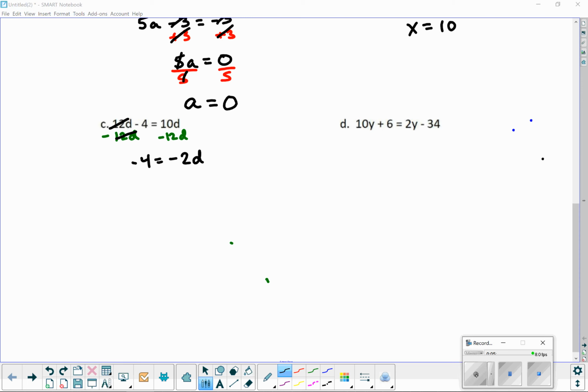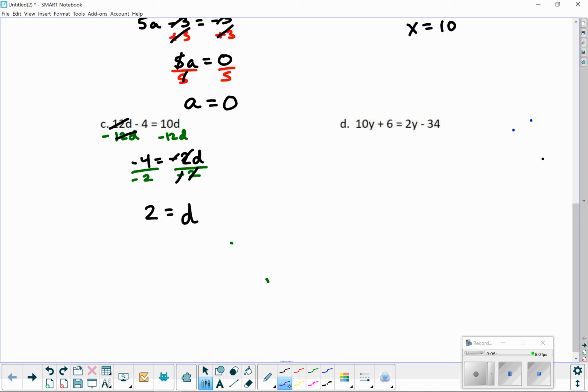So at this point, you're going to divide by negative 2, so you can get rid of that negative 2. Divide by negative 2, divide by negative 2. And by doing that, your negatives will cancel, and also your 2's will cancel, leaving you with just a d. Now you just got to figure out what negative 4 divided by negative 2 is. That's your answer.